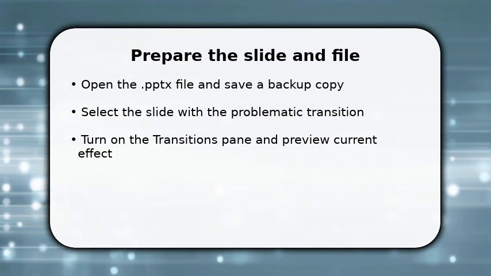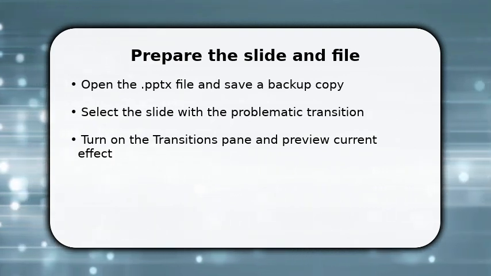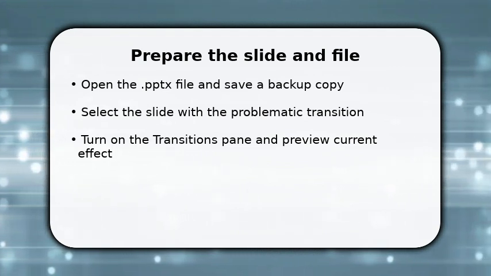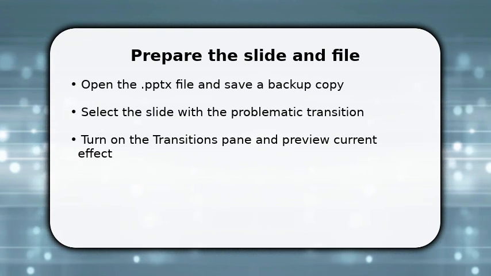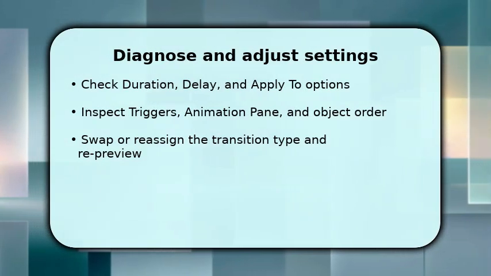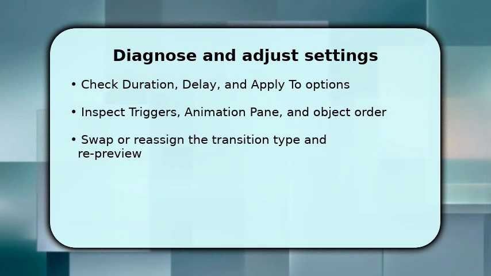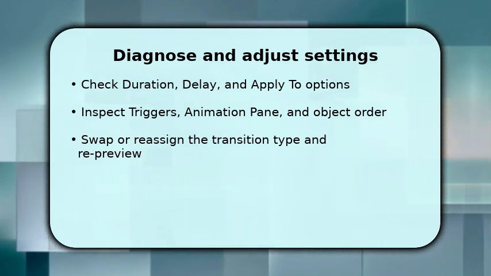Now, clear any automatic timing or trigger settings that could interfere, and keep the selection pane open so you can see hidden objects that may affect the transition. Once you can see the transition, diagnose why it misbehaves. Look at duration and delay values and whether Apply To is set to one slide or all.